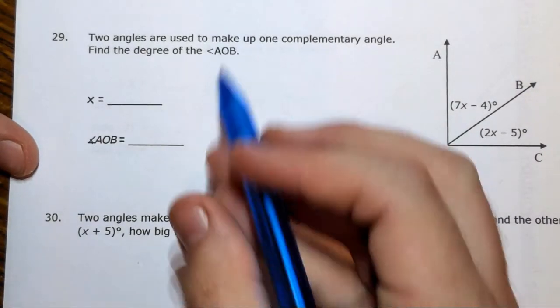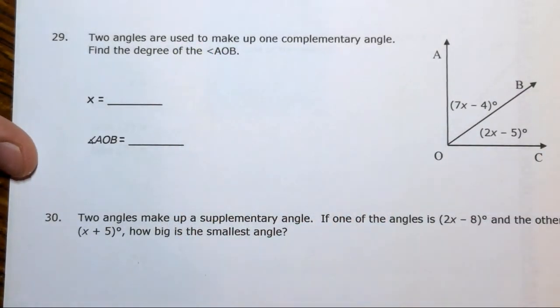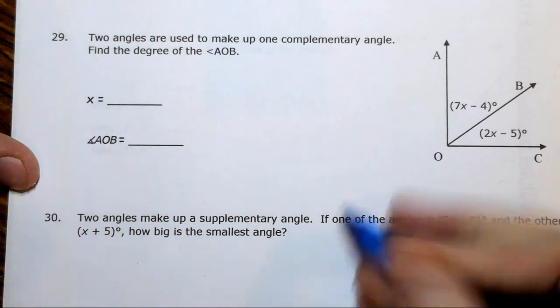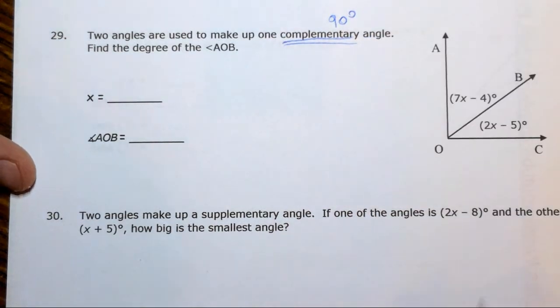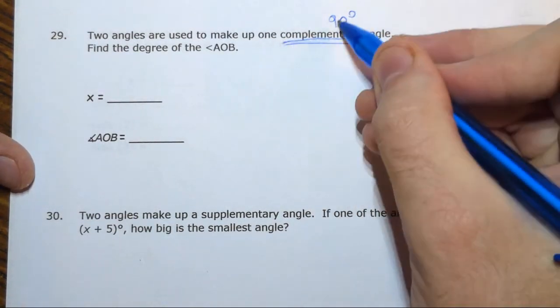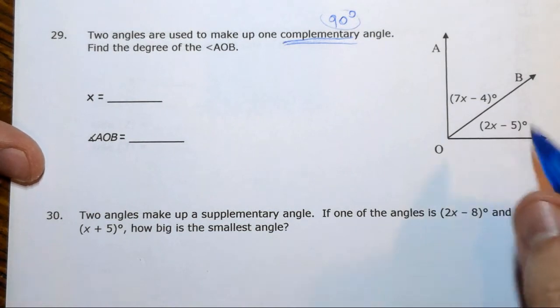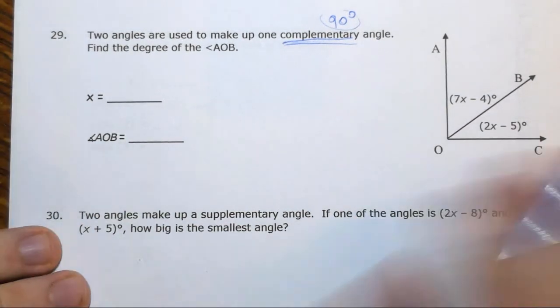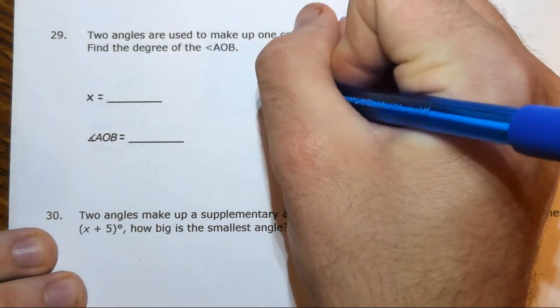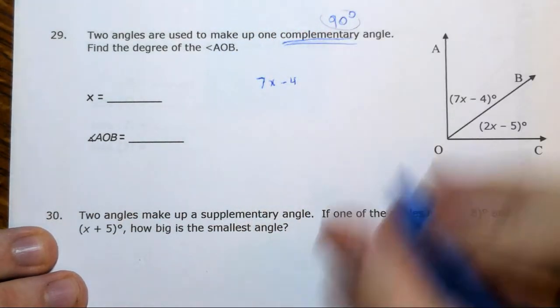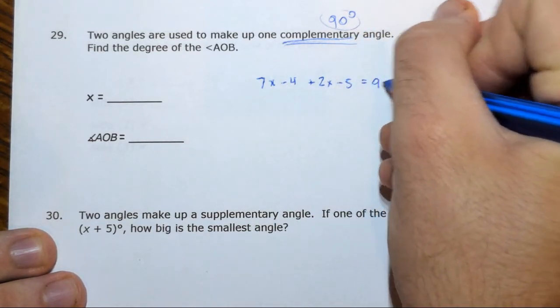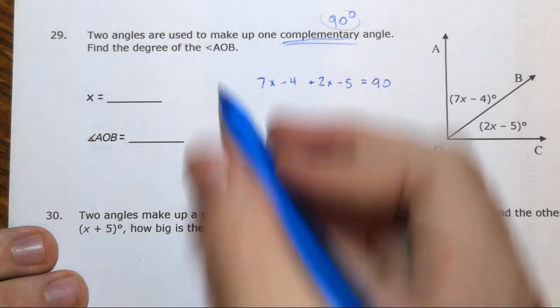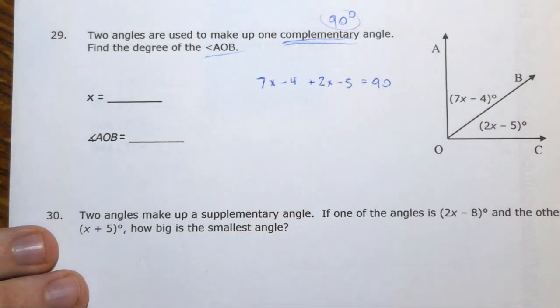Number 29. Number 29 is very similar. Two angles are used to make up one complementary angle. Oh wait, we know what complementary means. Complementary means 90 degrees. Complements are always right. Alright, so these add up to equal 90. So let's set up an equation for that: 7x minus 4 plus 2x minus 5 is equal to 90. I have to solve for x and then find the degree of angle AOB.